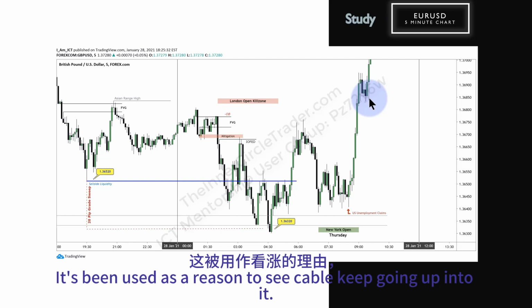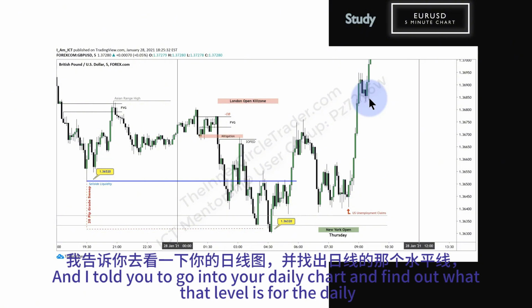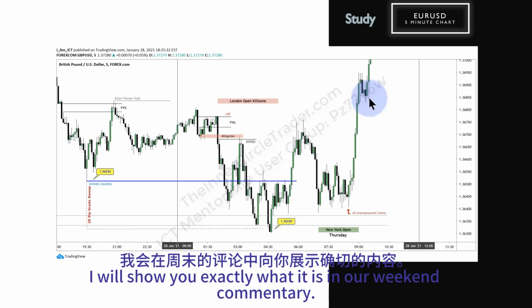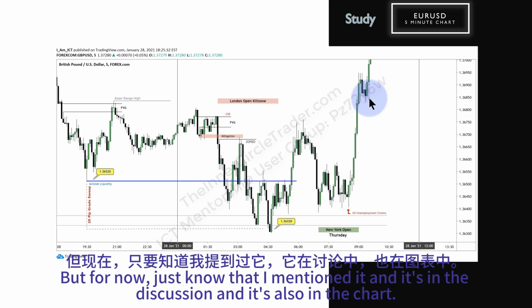It's been used as a reason to see cable keep going up into it. Okay, and I told you to go into your daily chart and find out what that level is for the daily breaker. I will show you exactly what it is in our weekend commentary, but for now, just know that I mentioned it, and it's in the discussion, and it's also in the chart.